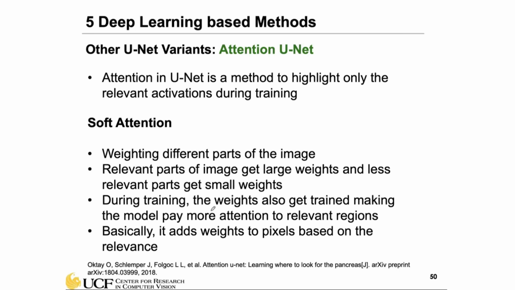And during the training, the weights can be trained. Those parameters can be optimized during the training. So we are not assigning a hard attention. Hard attention means you fix some of the attention, but that may not be ideal. We want the network to learn the optimal weights for different parts of the image. So basically it will add weights to the pixels based on the relevance.